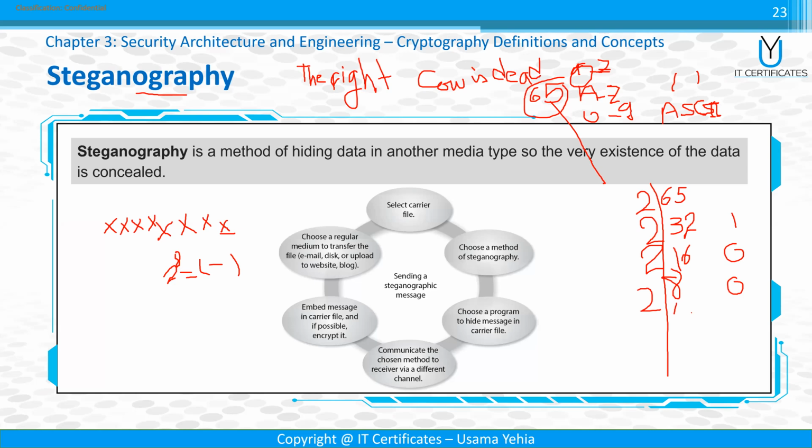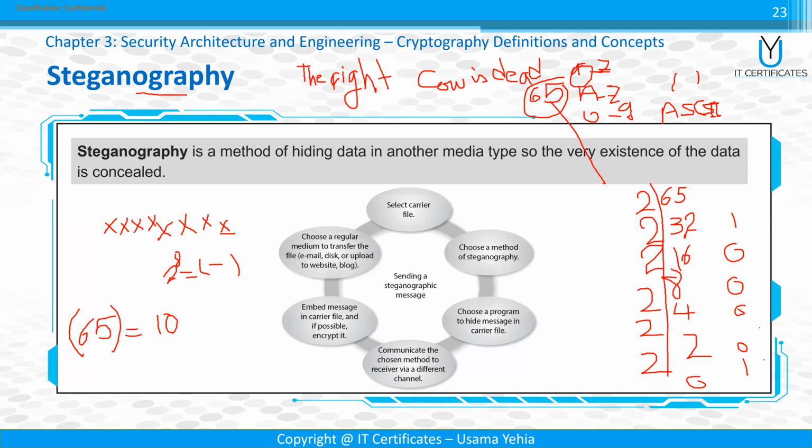By 2, we will have 4, and we will have 0. By 2, we will have 2 and 0. By 2, we will have 0 and have 1. Then this 65, the character A, is represented by 65 as ASCII code. It will be changed into 1, 0.